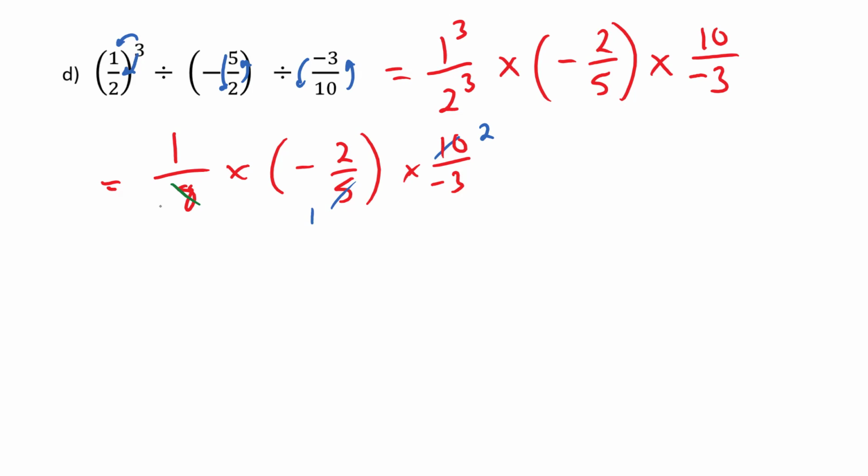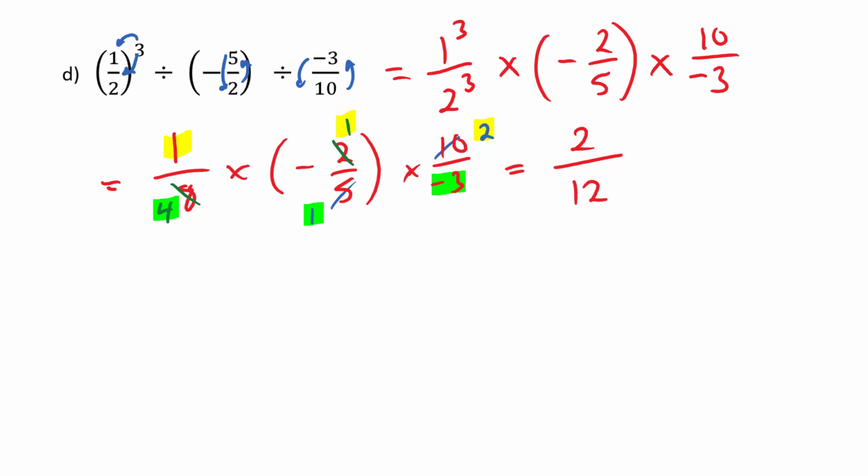I can take a 2 out of the 8, gives me 4. That becomes a 1. I can now multiply my numerators and multiply my denominators. Here we get 1 times 1 times 2 is 2. 4 times 1 times minus 3. Let's just do 4 times 1 times 3 is going to be 12.